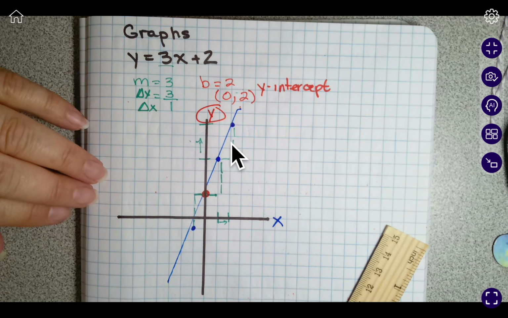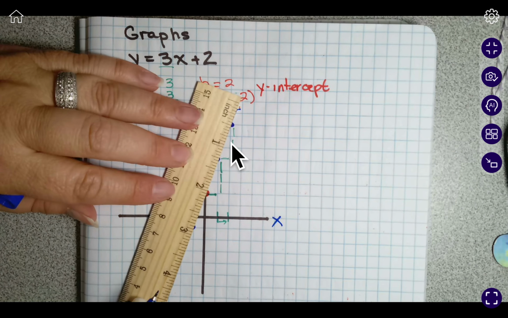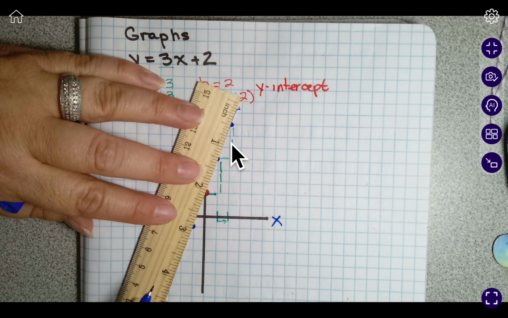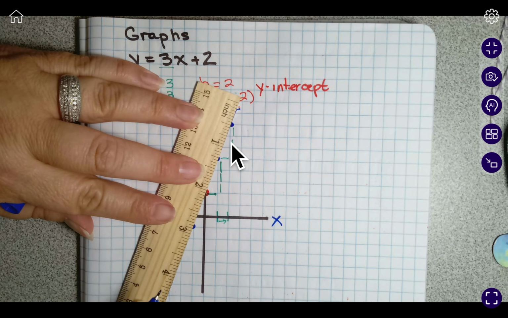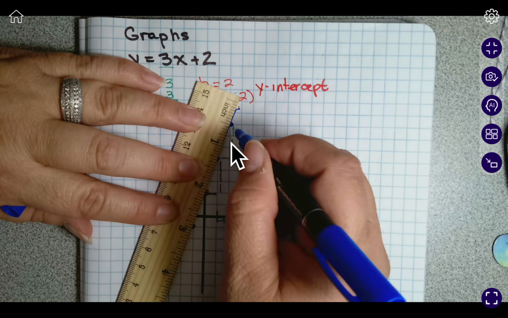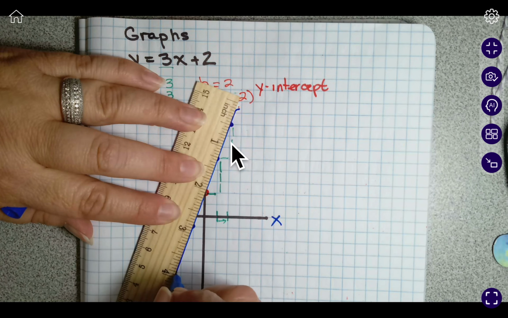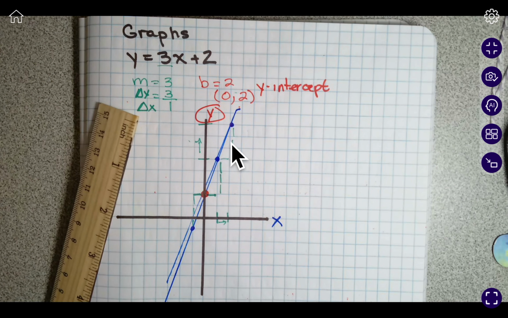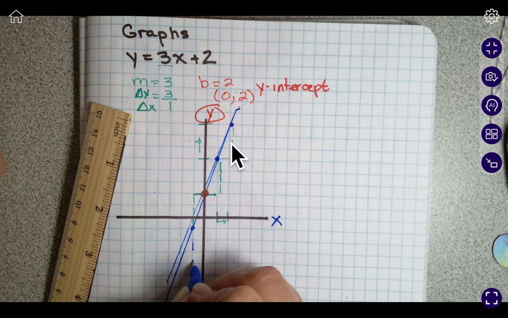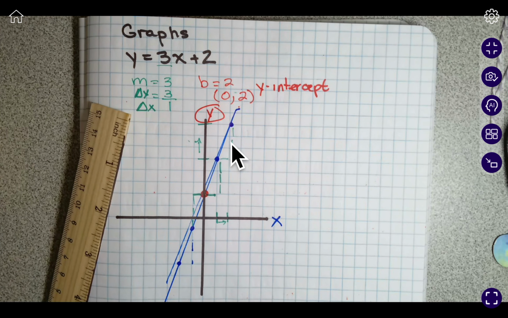Oops, I did not do a very good line there. Let's try it again. See how they didn't line up? There we go. That's better. And look, you can see 1, 2, 3, and over 1. That would be your next one right there. Okay.